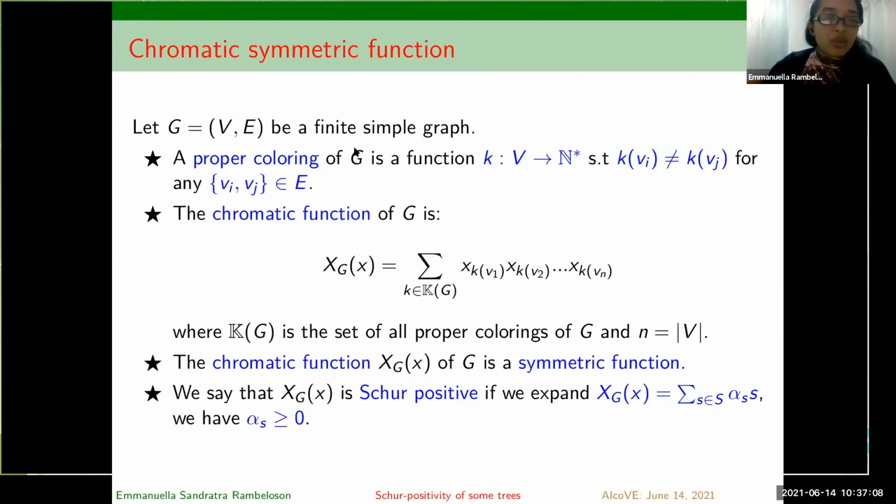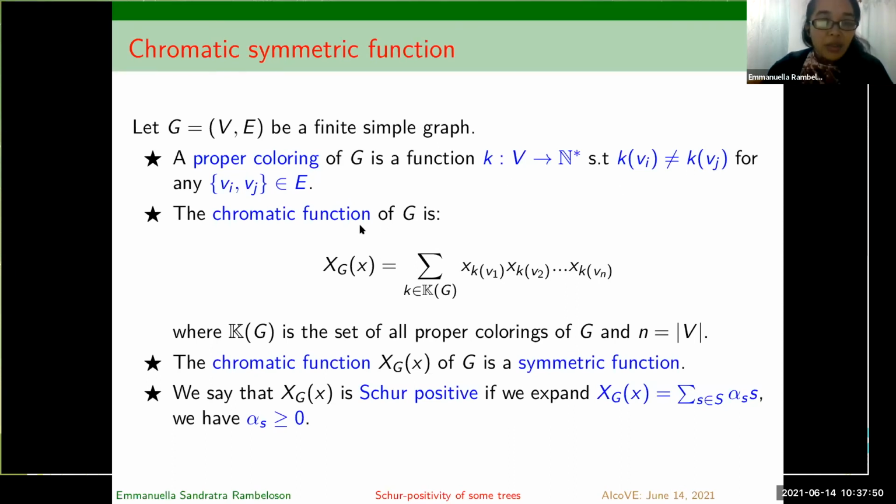Now we are going to define what is the chromatic symmetric function, which was introduced by Stanley. If we take a finite simple graph J, where V here is the set of all vertices of J, E is the set of all edges, a proper coloring of J is a function κ from V to the positive integers, such that if vi and vj is an edge of J, then we must have that κ(vi) must be different than κ(vj), which means that the colors of vi and vj must be different.